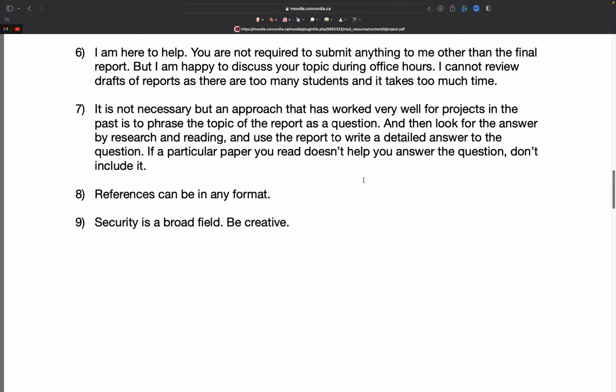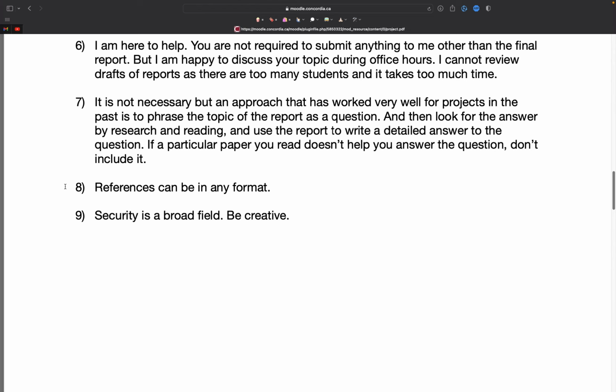Once everyone narrows down sufficiently, there's probably not going to be a lot of collisions in terms of topics. There may be two people looking at the same general area, but they're looking at a different sub-question. But even if it was the exact same narrow topic, that's fine. Then there are just two projects on it.